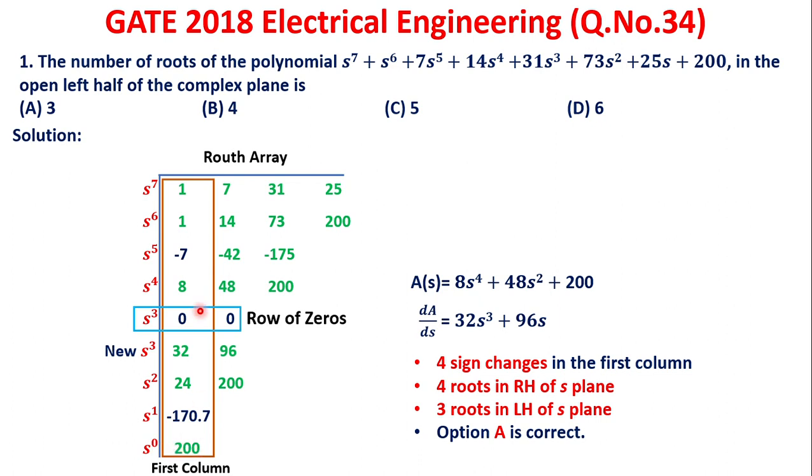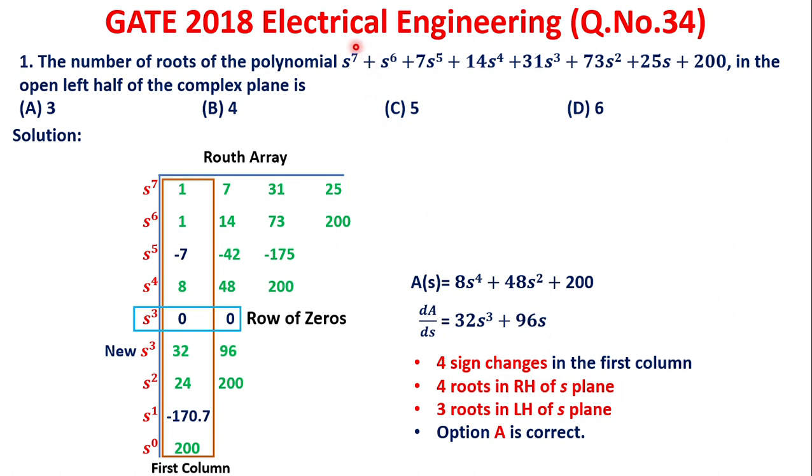Now we can find that all the first column elements of the Routh array are not positive. We have positive as well as negative. Therefore, the system is unstable. But we can find that this is positive, this is positive, this is negative, this is positive. So positive to negative, negative to positive, two sign changes. So positive, positive, positive, then negative, positive. Here again two sign changes. So totally 4 roots in the right half of the s plane. So the number of sign changes in the first column indicates the number of roots in the right half of the s plane. So 4 sign changes, 4 roots in the right half of the s plane.